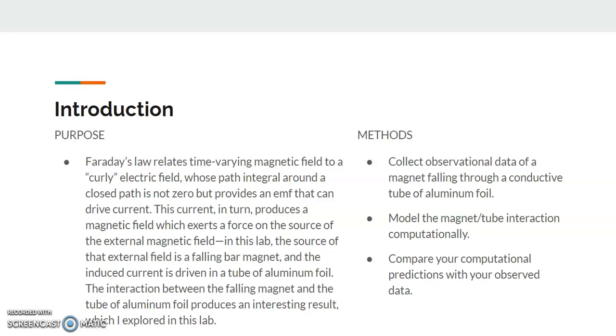The interaction between the falling magnet and the tube of aluminum foil produces an interesting result, which I explored in this lab. To perform this experiment, I had to collect observational data of a magnet falling through a conductive tube of aluminum foil, model the magnet/tube interaction computationally, then compare the computational predictions with my observed data.